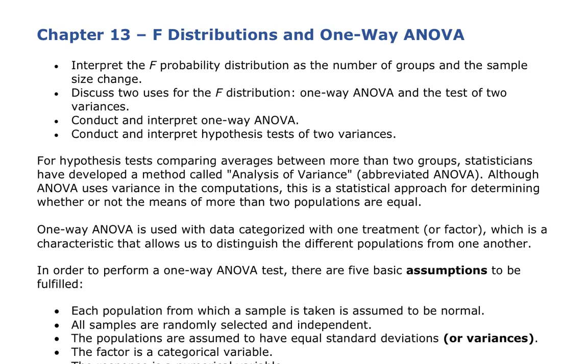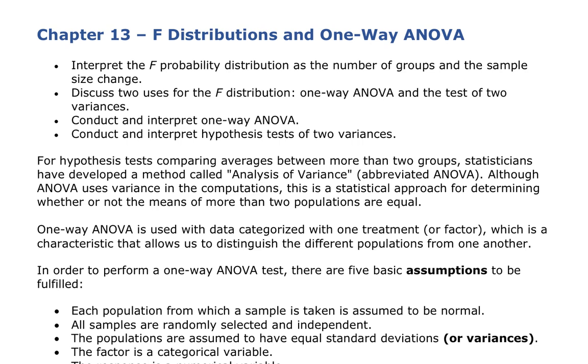In this video, we're going to be looking at the F distributions and one-way ANOVA. We're going to interpret the F probability distribution as the number of groups and sample sizes change. We're going to discuss two uses for the F distribution: a one-way ANOVA, that's what we are going to be doing, and the test for two variances, which we won't do in this class. We're going to conduct and interpret a one-way ANOVA. We're going to conduct and interpret a hypothesis test for two variances. Actually, we won't in this class. We're only going to be doing the one-way ANOVA.